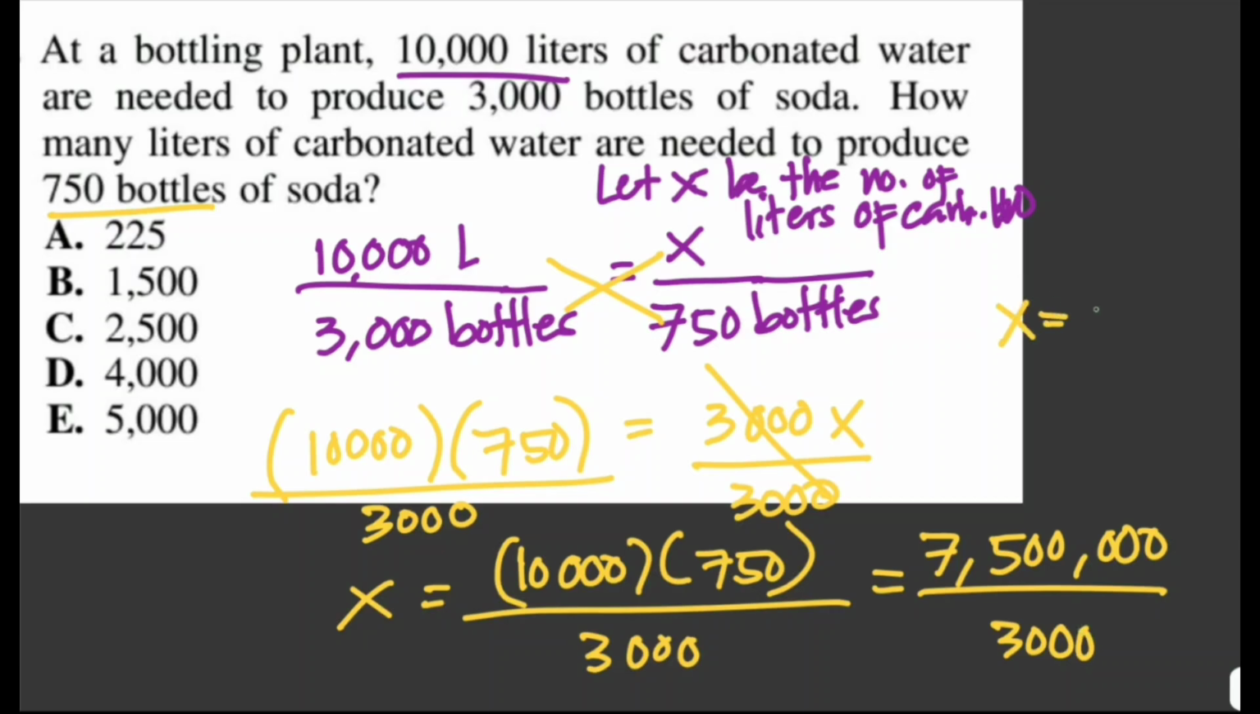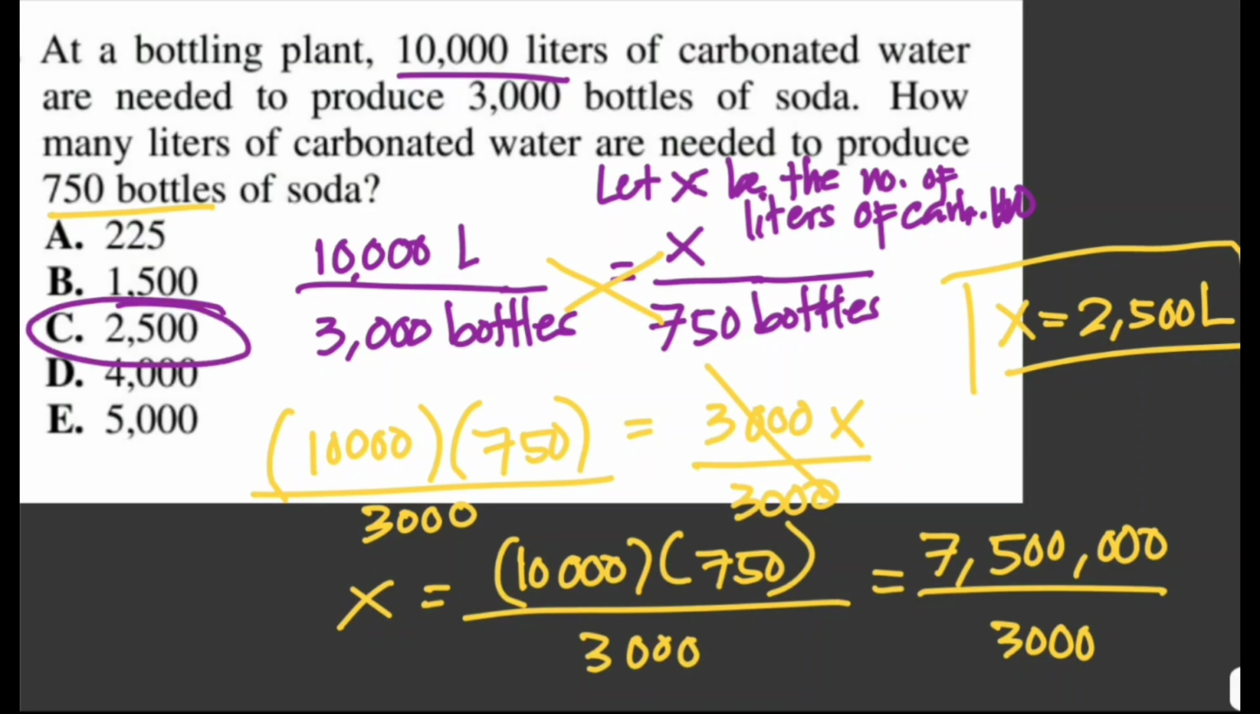Therefore, X is equal to 2,500 liters. Therefore, 2,500 liters of carbonated water are needed to produce 750 bottles of soda. So the answer here is letter C.